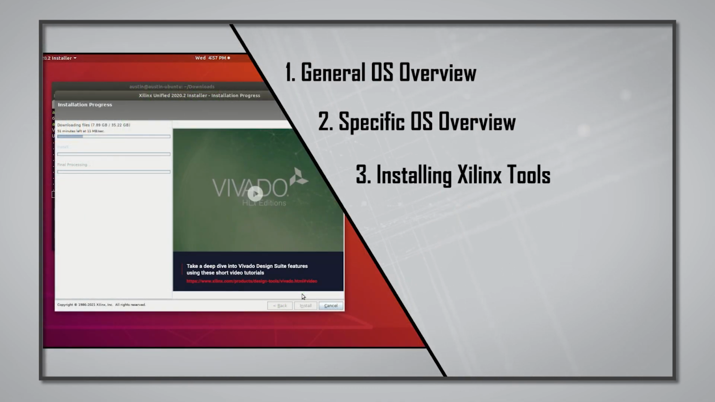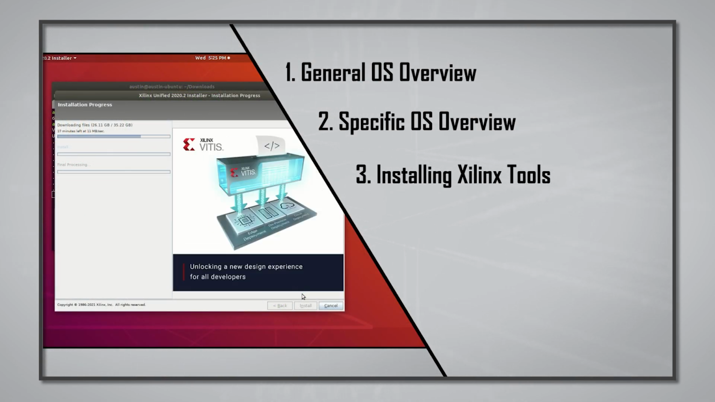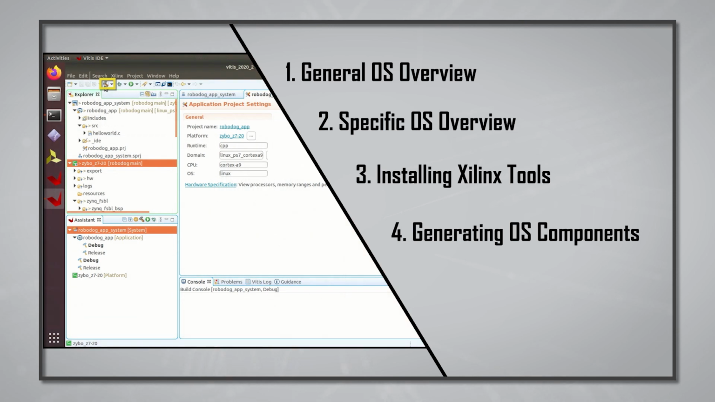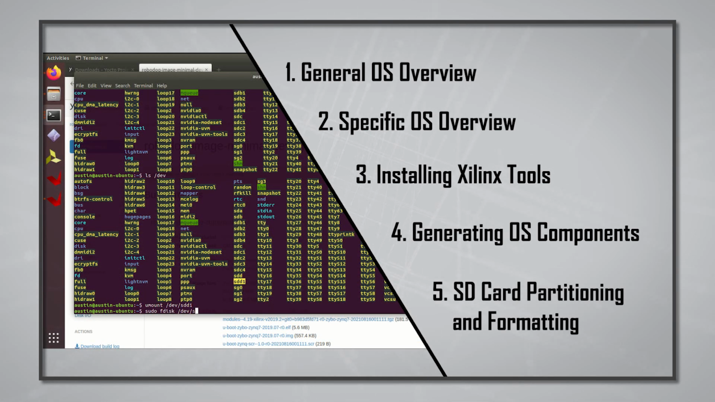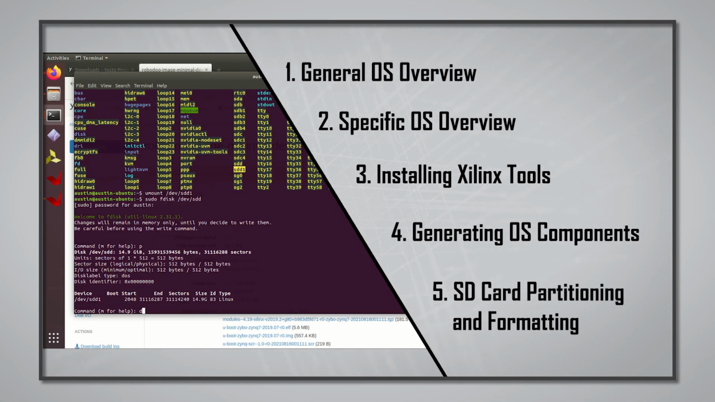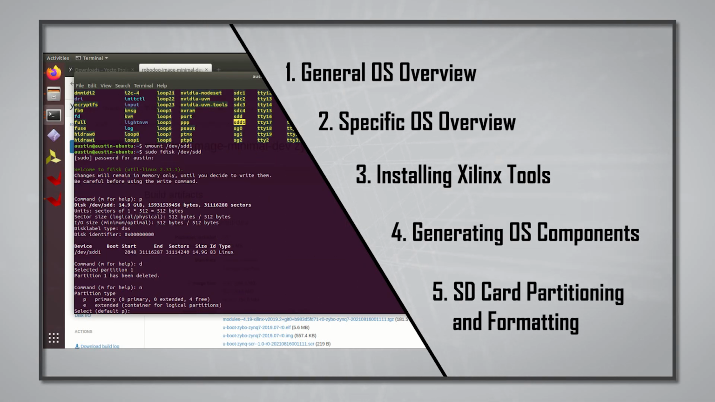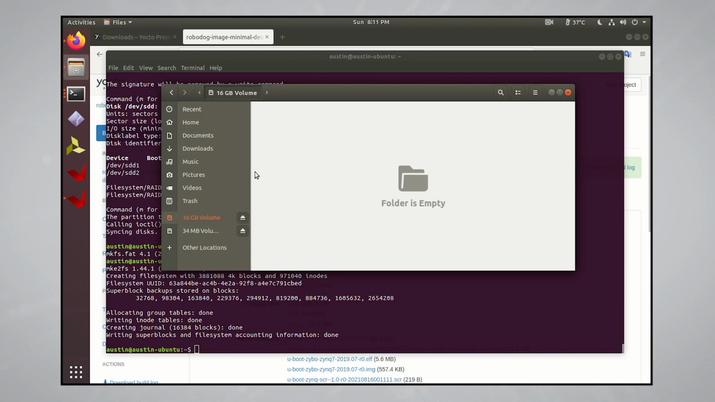We also installed Xilinx tools and created a bitstream in Vivado for the PL, and a first stage bootloader in Vitis for the PS. We also generated the rest of the OS components like the device tree blob, U-Boot, and kernel binaries, as well as the root file system, and even went over how to partition and format your SD card so the Zybo board knows how to grab all the OS components from it. So now that our SD card looks good, let's start getting all of the OS components on it.